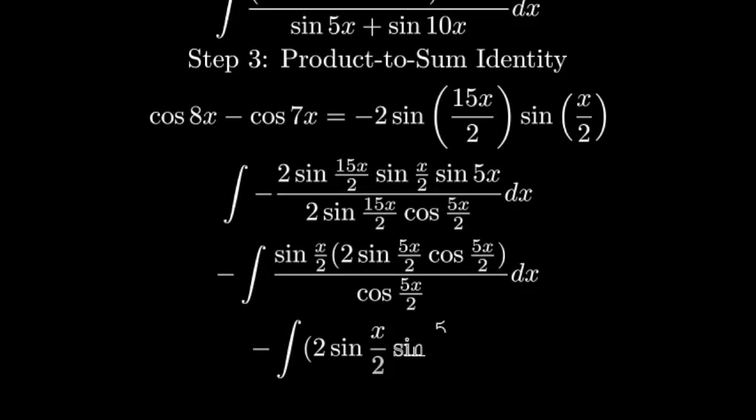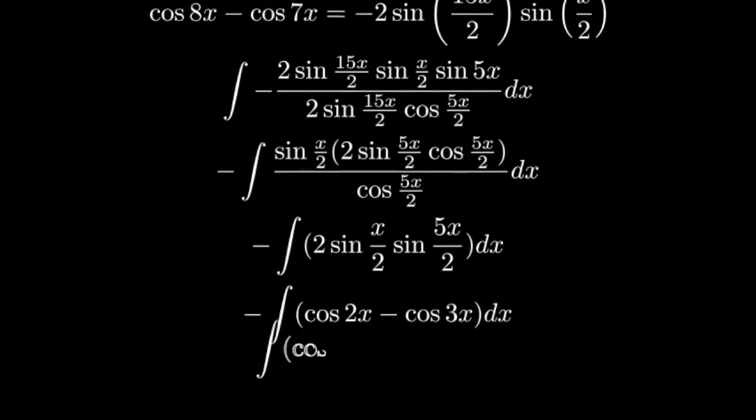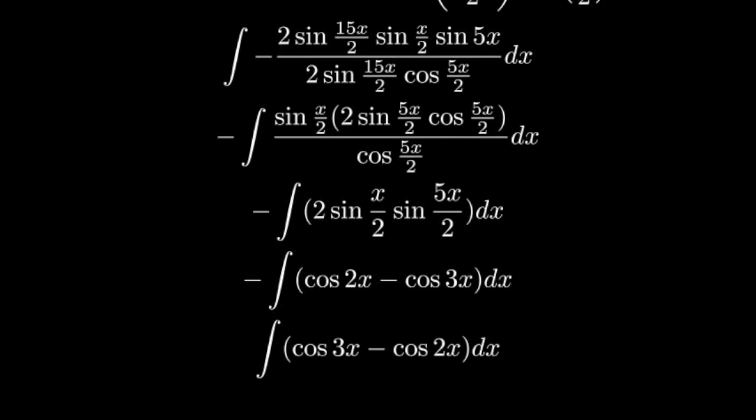Using the double angle formula for sine, 2 sine a cosine equals sine 2a, we can simplify this further to negative 2 sine x over 2 times sine 5x over 2. Using another trigonometric identity, this is equal to negative cosine 2x minus cosine 3x. We can rewrite this as the integral of cosine 3x minus cosine 2x.